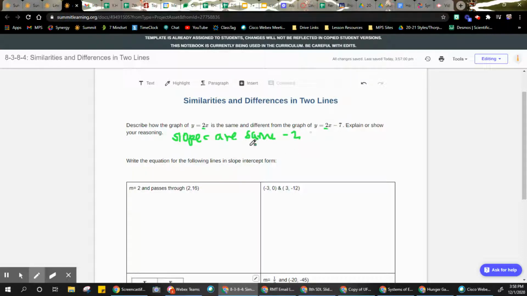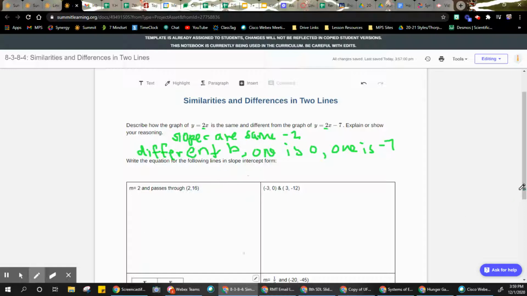But their y-intercepts are different. Okay? So different y-intercepts, so different b's. Because remember that b in our equation is the y-intercept. One is going to be at 0 because there's no b there. And one is negative 7. So this tells us that this line would cross at negative 7 versus this line would go through the center axis point. But because their slopes are the same, they would be parallel lines.